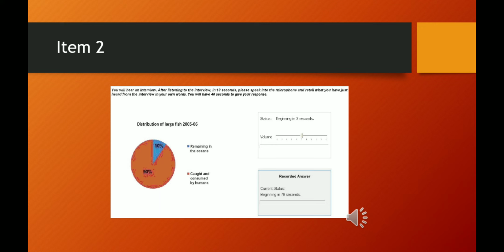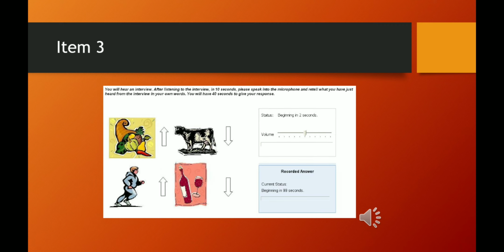All right, moving to the next item, number 3. Again, you will hear an interview. After listening to the interview, in 10 seconds, please speak into the microphone and detail what you have just heard from the interview in your own words. You will have 40 seconds to give your response.